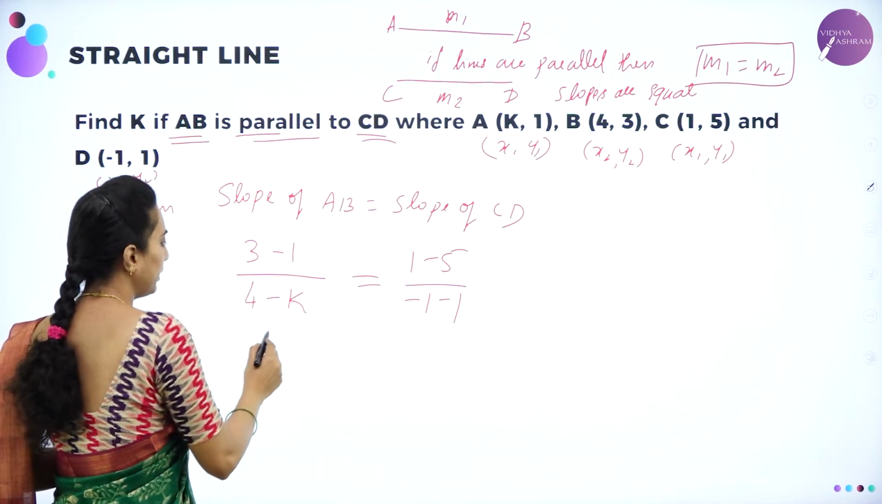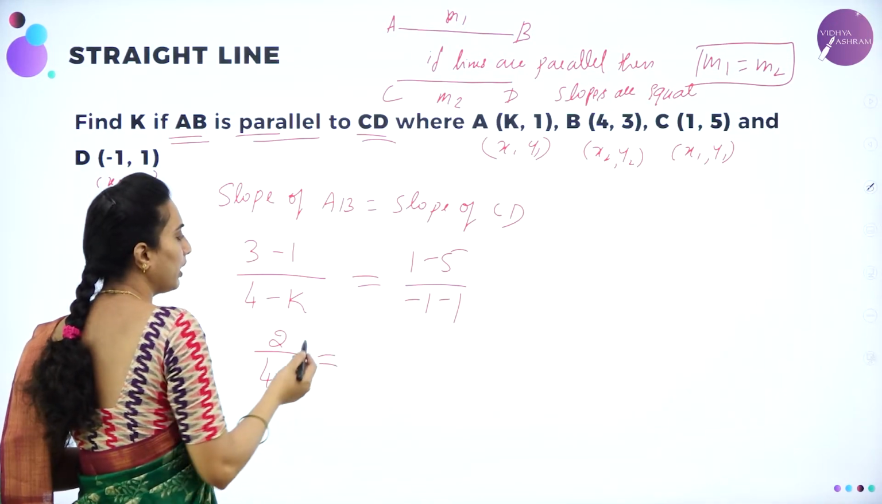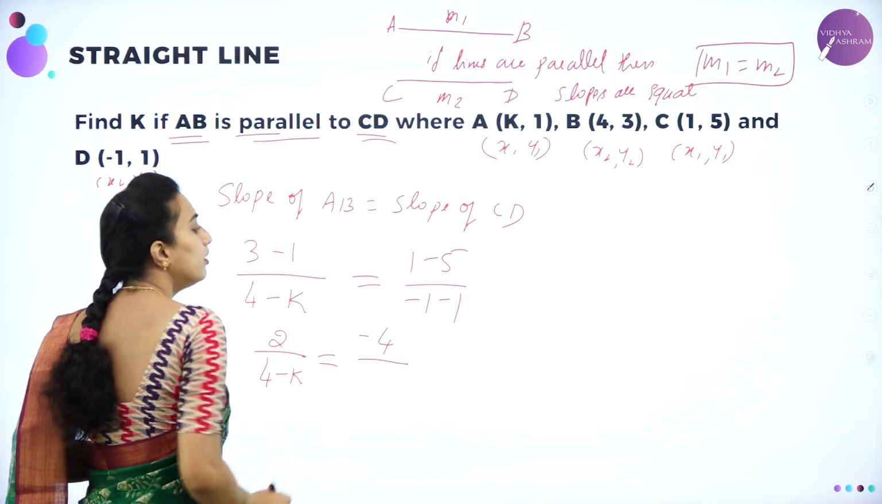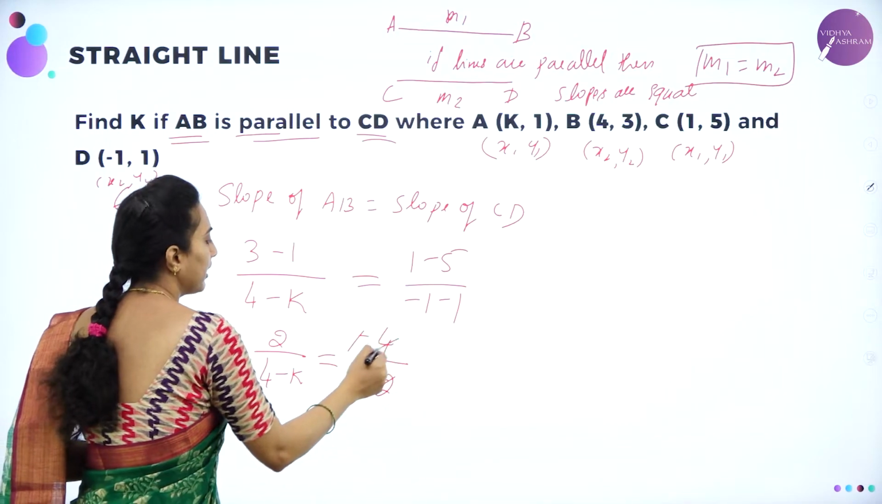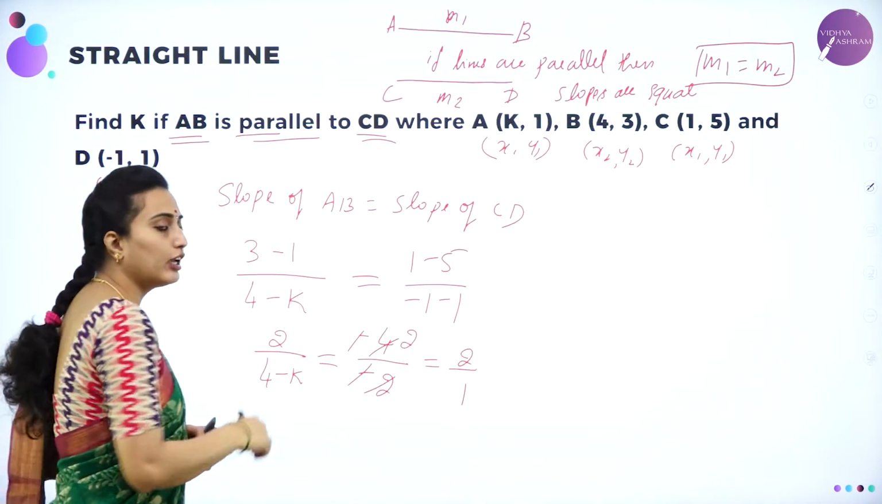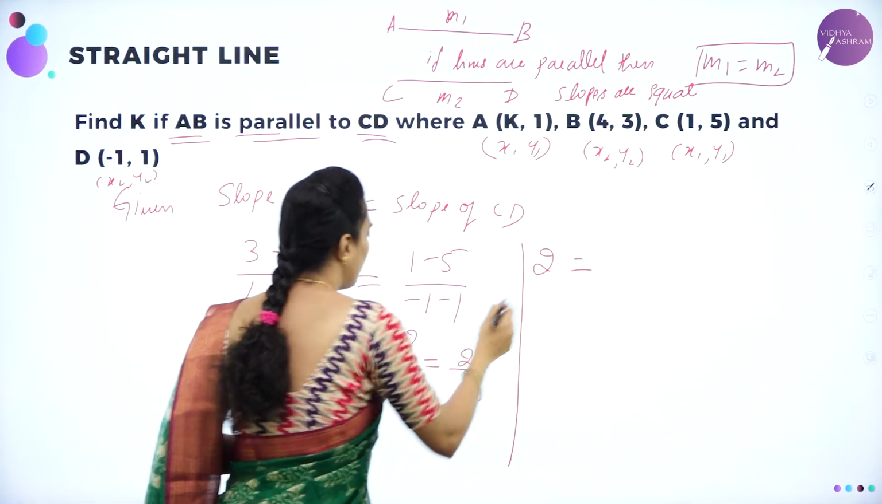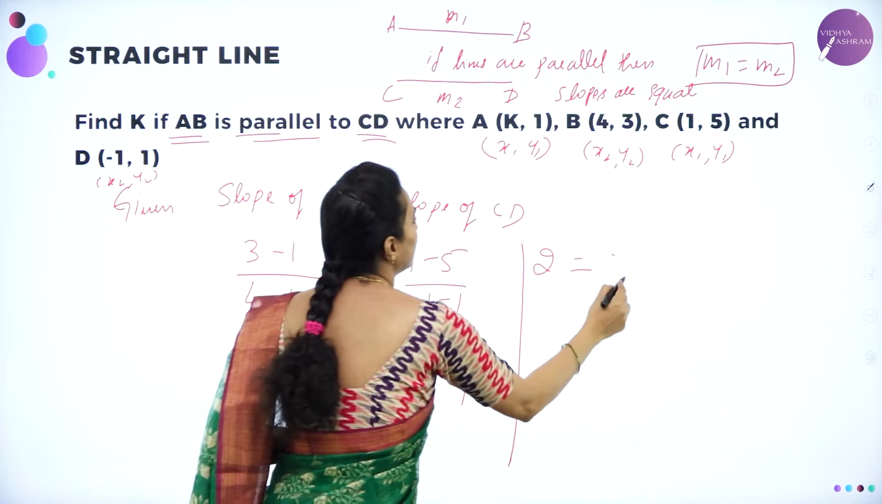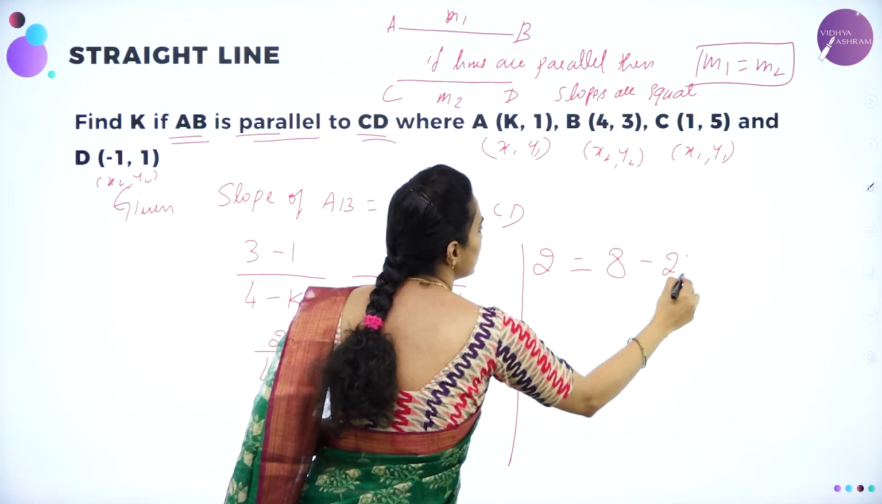Therefore, 3 minus 1 is 2 over 4 minus k, equal to 1 minus 5, which is minus 4, over minus 1 minus 1, which is minus 2. Minus minus will get cancelled. 2 ones are 2, 2 twos are 4, which will become 2 by 1. By cross multiplying, 2 ones are 2, so 2 will be equal to, 2 fours are 8 minus 2 into minus k is minus 2k.